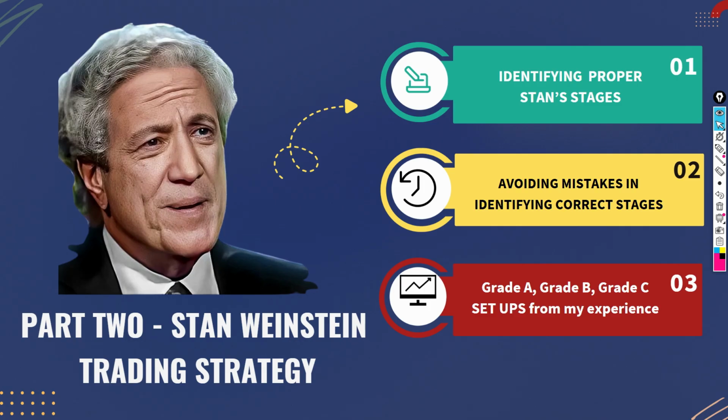In this part 2, we will be discussing how to identify proper Stan stages, because most people make mistakes here, and how to avoid the mistakes and identify correct stages. I will also discuss, from my experience, how I grade these stages as grade A, B, C. These gradings are not given by Stan Weinstein or in his book. This is completely based on my experience. I will be explaining these grading structures in the upcoming slides.